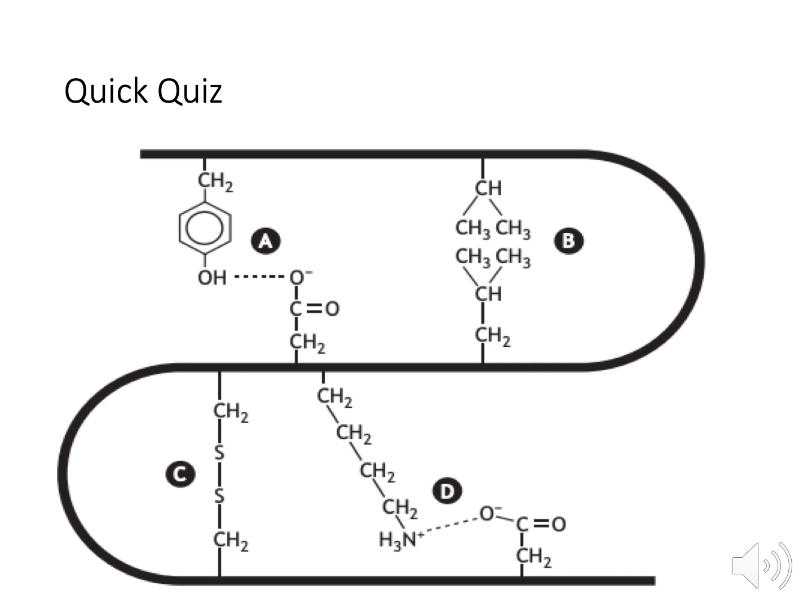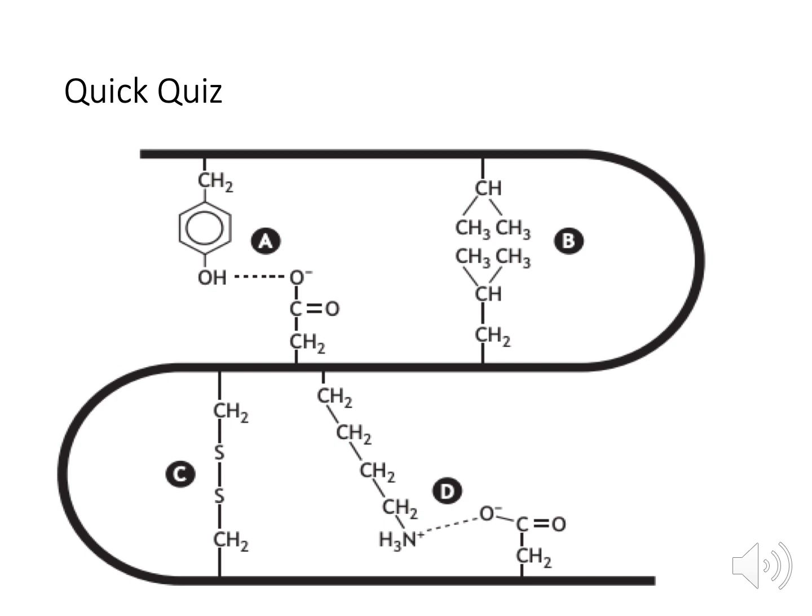Okay, I'm going to give you 5 seconds. Can you tell me which bond B is? Well done if you've got this correct. B is a hydrophobic interaction. We know this as it's between two hydrophobic R groups. Remember, hydrophobic R groups are composed of carbon and hydrogen atoms.